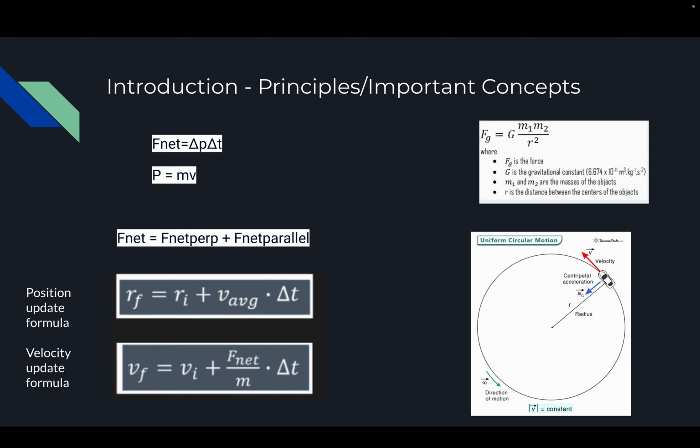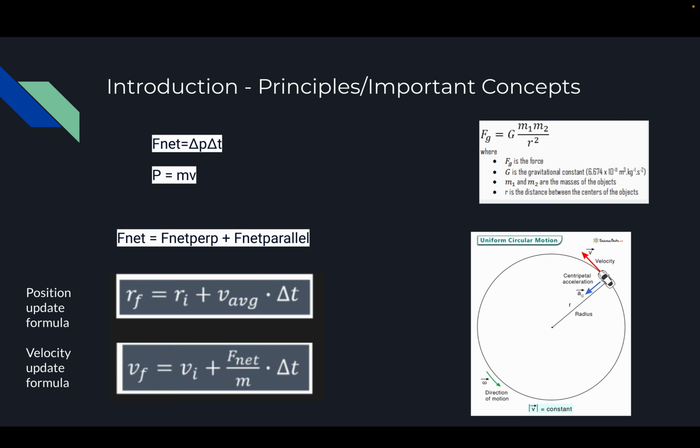So the principles and important concepts that we need to know. We need to know the impulse momentum formula, such that F net is equal to delta P over delta T. We also need to know the momentum equation. P is equal to mass times velocity. Another important thing to note is that the net force in the perpendicular direction plus the net force in the parallel direction is equal to the total net force.